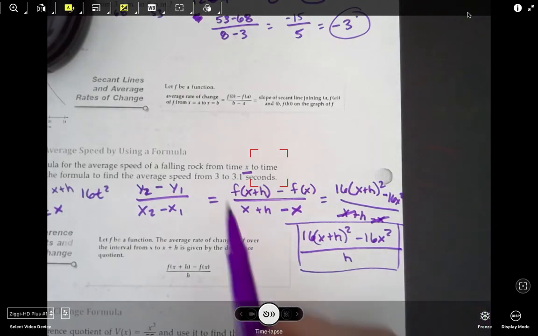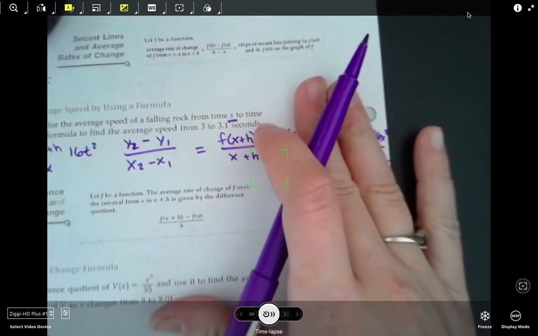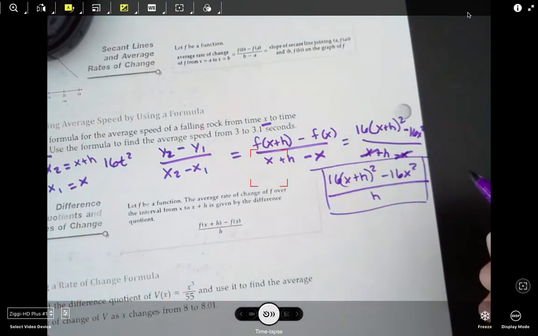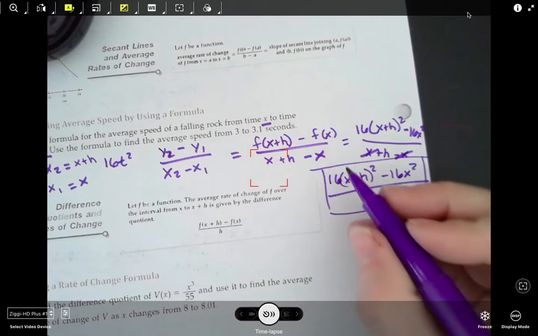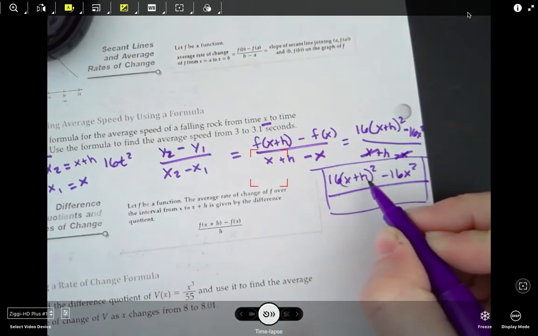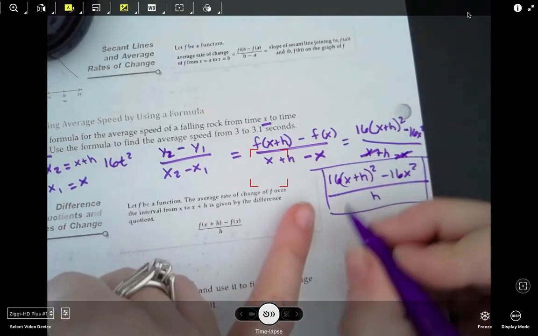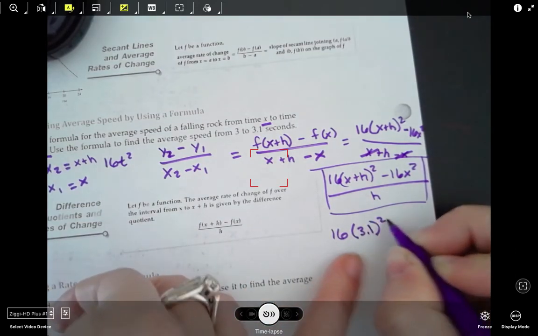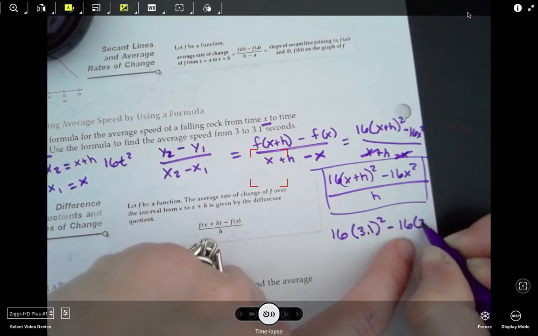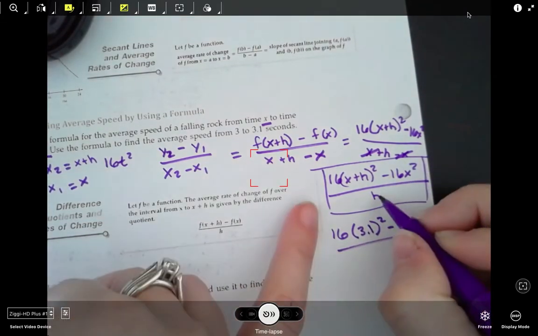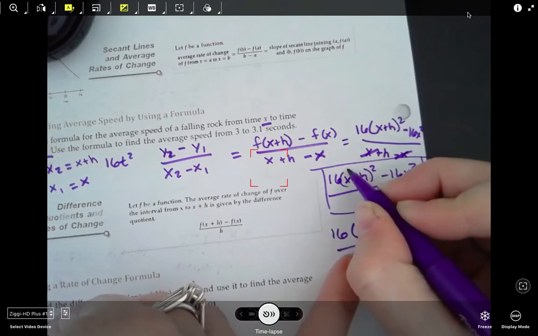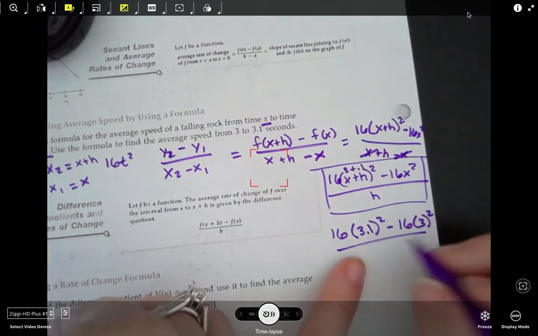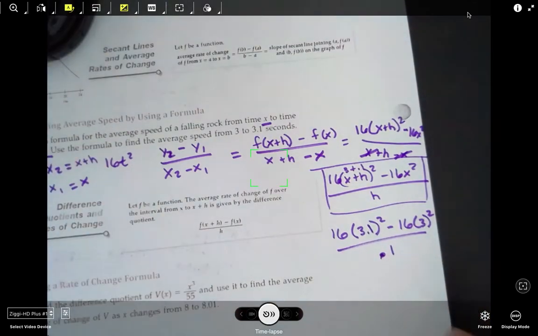Now, if I'm going from 3 to 3.1 seconds, your x plus h is going to be your 3.1. So 16 times 3.1 squared minus 16 times 3 squared is what you have there. Your h is what you're adding. So if you think of x as 3, then h, what you're adding, is 0.1. So 0.1 is the bottom part down here.